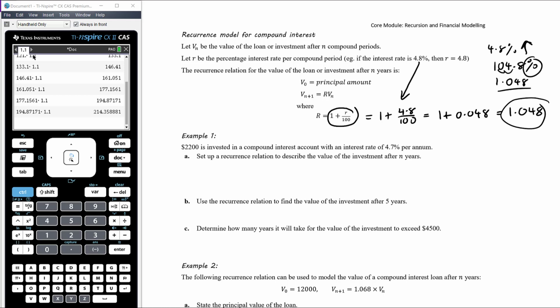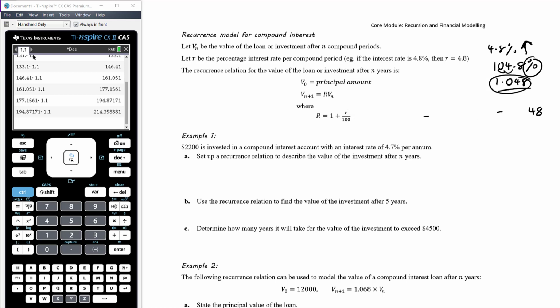Okay, so you can use this formula if you need, and there's nothing to say that you can't use that, but really you should be able to come up with that multiplying factor more easily than having to muck around with the formula. But it's there and it's available for you. Okay, so we're multiplying by 1.048 every year in this particular case, if it was 4.8%. Okay, let's have a look at an example.